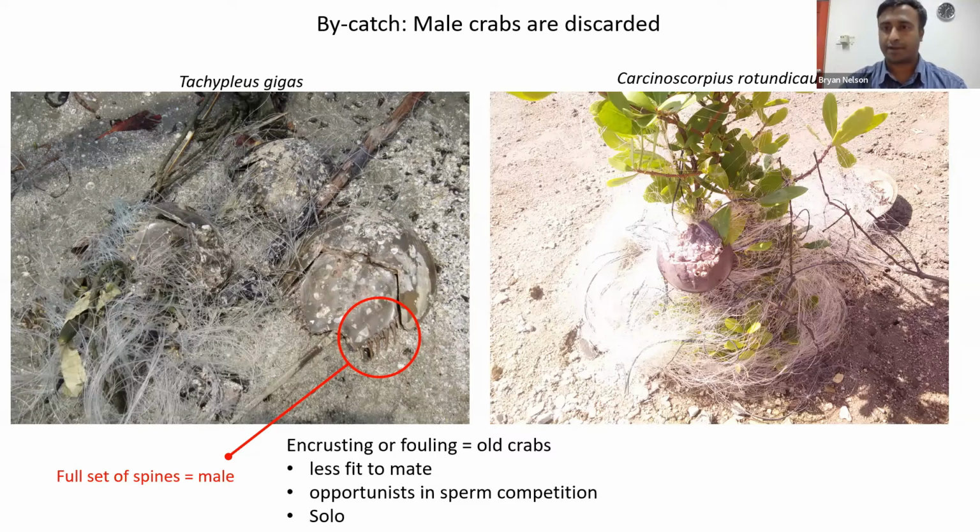How do we know it's a male crab? We see the full set of spines. We see the fouling organisms, we know it's an old male. A male that cannot compete in sperm competition is not able to get a female counterpart. And with that, we categorize it as less fit. And it is these male crabs that are being discarded by fishermen. They don't waste time removing them from the net because the barnacles are sharp. It can cut them, it can damage the net. So what they do is they just discard it entirely.